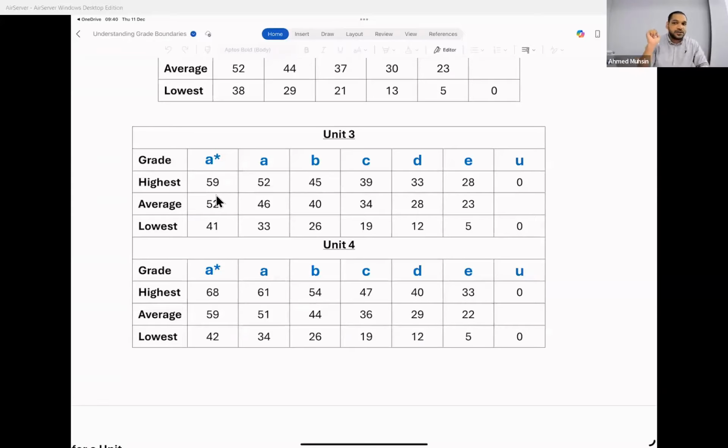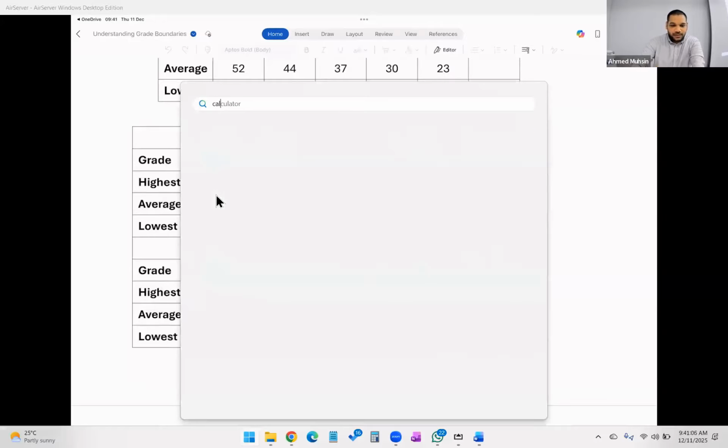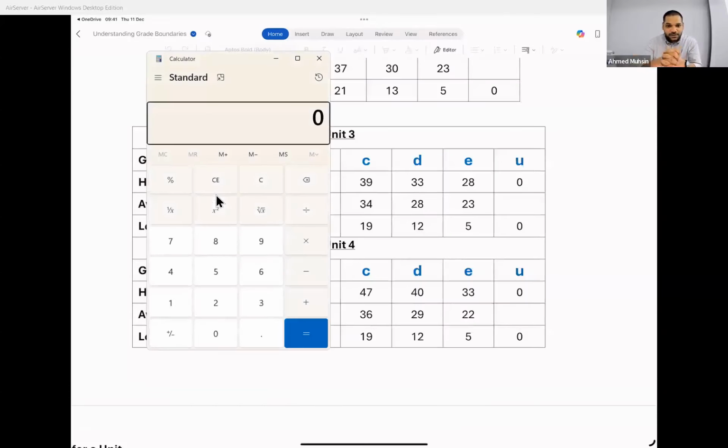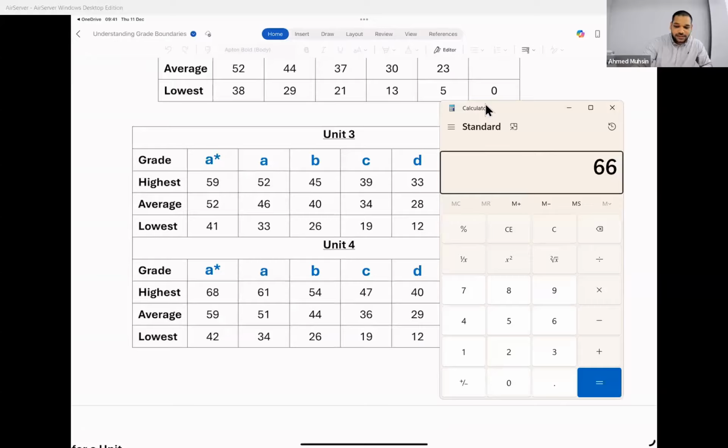Okay, everybody, your paper was marked out of 75. So, Nadul, shall I take you as an example if you don't mind? How much did you score for Unit 3? I'll just randomly put some examples out there. 66. So 66 divided by 75 times 80. Okay, you have scored an A star, pretty much an A star.